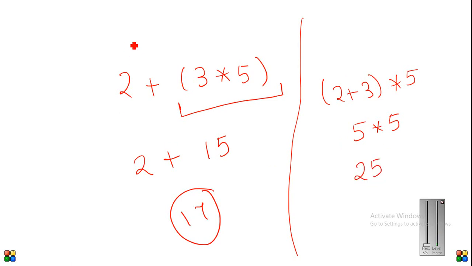Now which kind of expression is this? See, the operator has a left hand side operand and a right hand side operand. So this becomes infix, right? This is an infix operator.